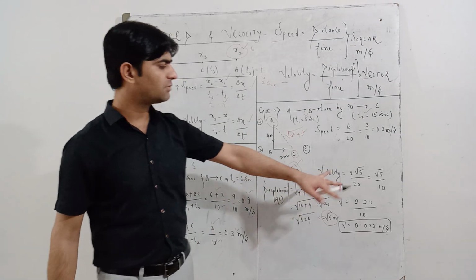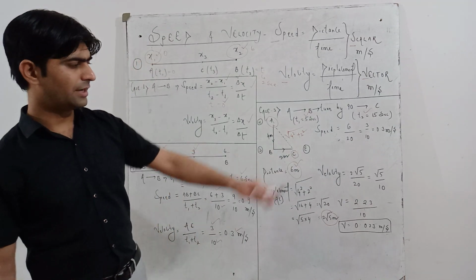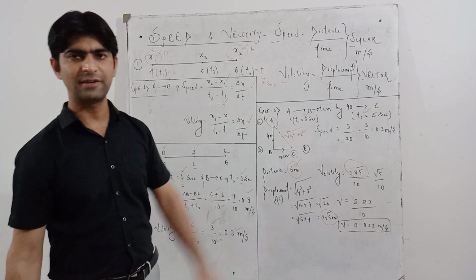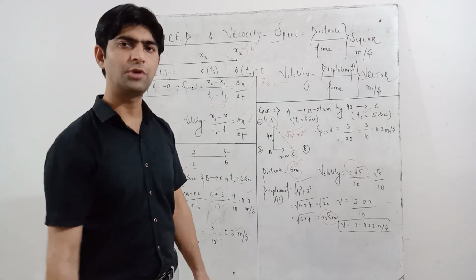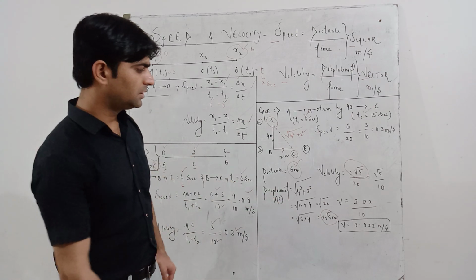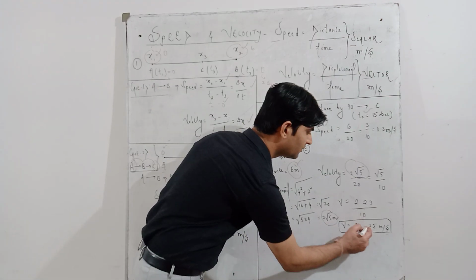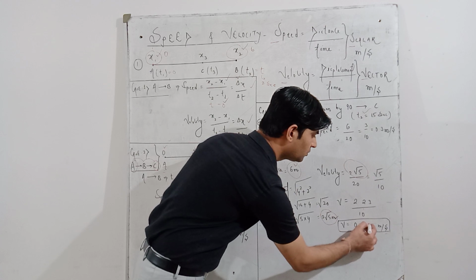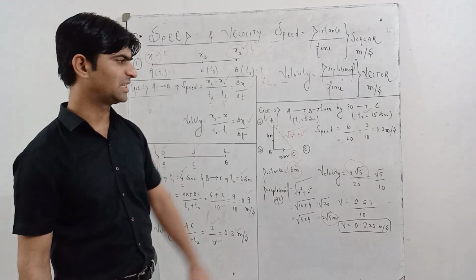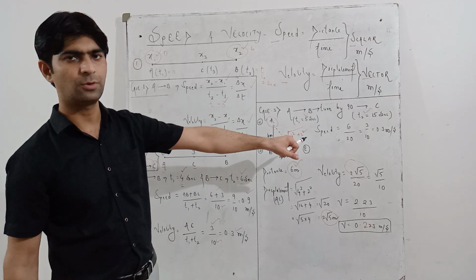So velocity is equal to 2 root 5 upon 20, because 2 root 5 is the displacement, upon 20, that is root 5 by 10. Root 5 is, I told you, 2.23. So ultimately it will not be 0.023, it will be 0.223 meter per second will be the velocity. Velocity is the displacement upon time.